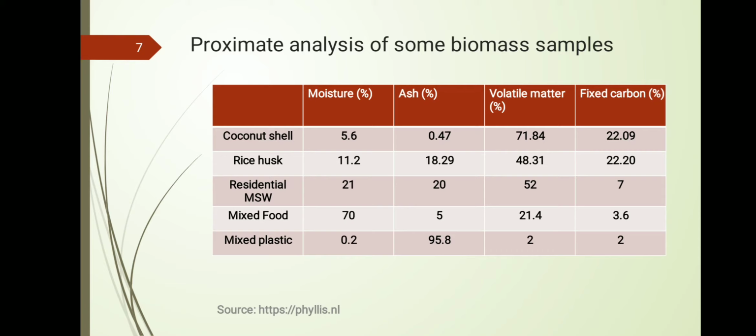On the other hand, if you use rice husk, coming from rice factories, the moisture content is a little bit high, 11.2%. Ash is also high. That is a problem with rice husk.